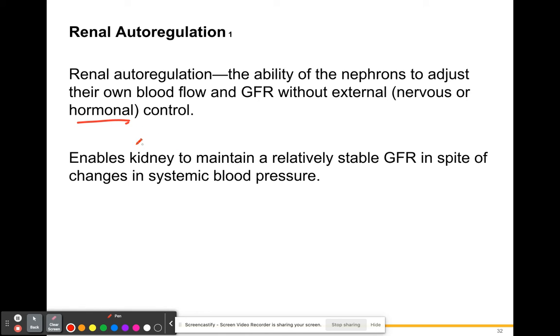Okay, this enables the kidney to maintain a relatively stable flow rate in spite of the changes in your blood pressure, right? So if you are exercising, and we're going to talk about this a little bit more in a minute, but if you're exercising, your blood pressure is going up. If you're getting excited, your blood pressure is going up. That increase in systemic blood pressure could affect your kidneys if your kidneys do not auto-regulate, right? But your kidneys will be notified of the systemic blood pressure rise, and it will then auto-regulate itself in different ways.